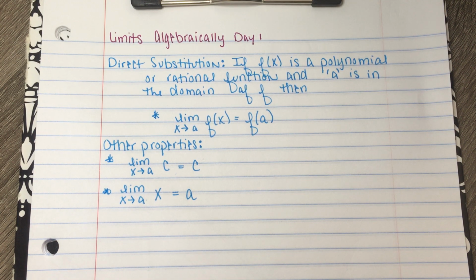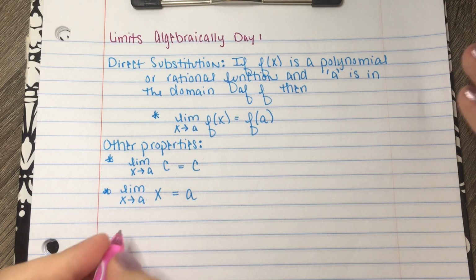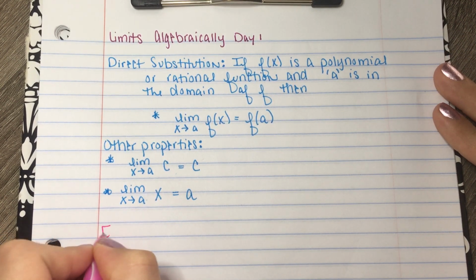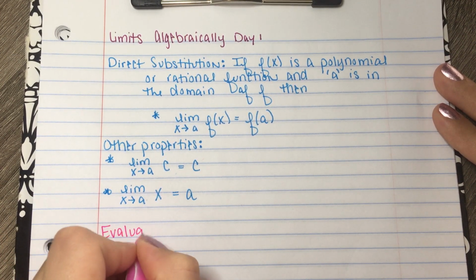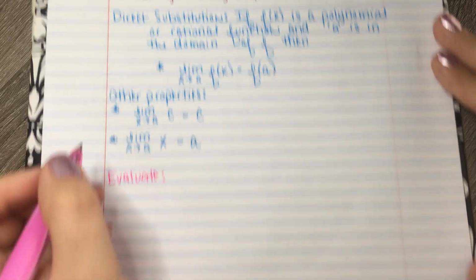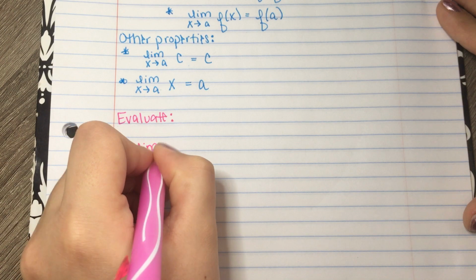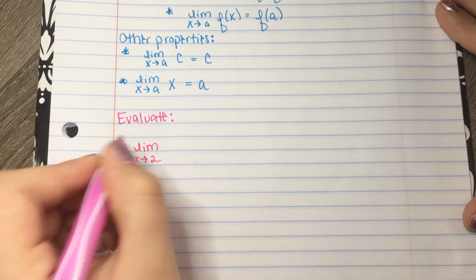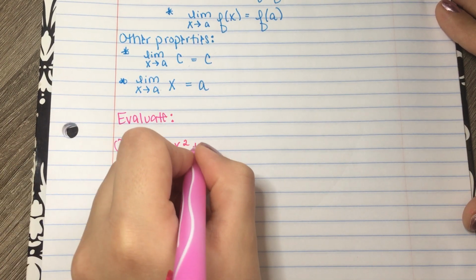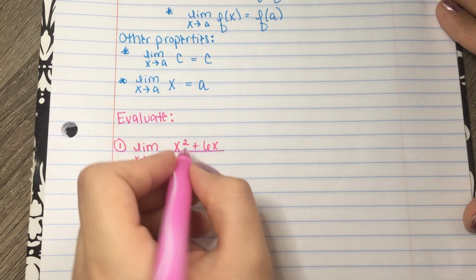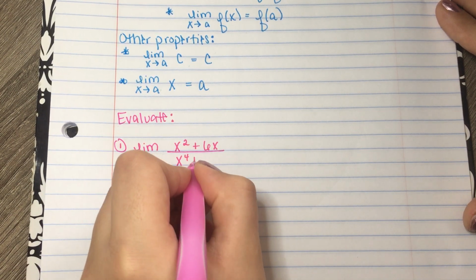All right, we're going to switch colors here because we're going to move on to our example problems, and we're going to get started with a few, and our directions here are going to be evaluate. So I want to see what this limit is equal to. All right, here we are, number 1. We're going to do the limit as x approaches 2, and then here's my function, x squared plus 6x all over x to the 4th plus 3.